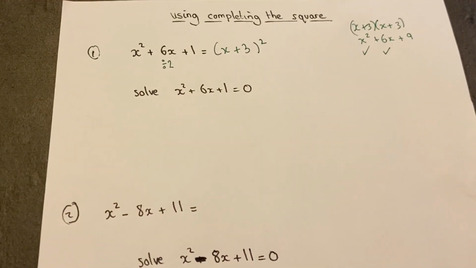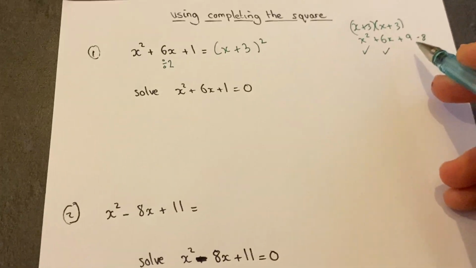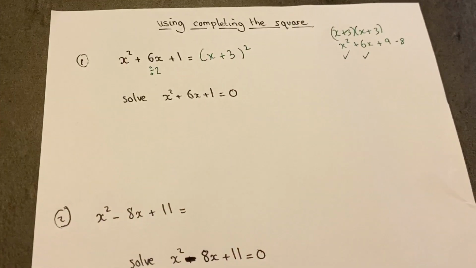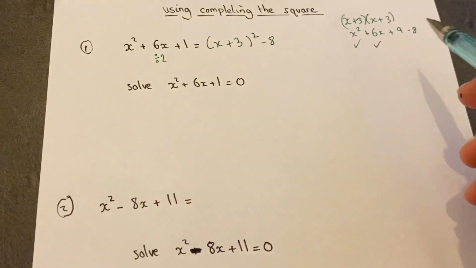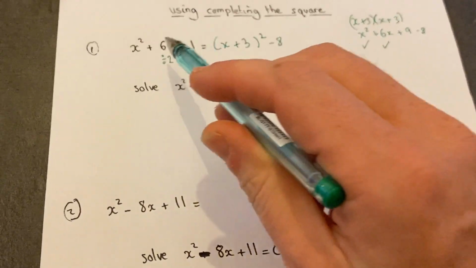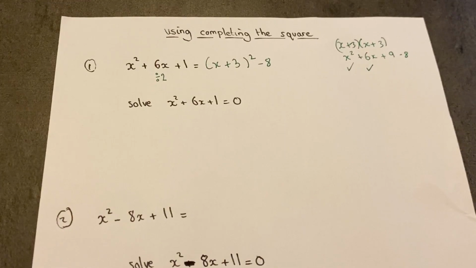So to make the two things equivalent, I must take away an 8, because 9 take away 8 is 1. So if I put a take away 8 here, because 9 take away 8 is 1, the two expressions are the same, and this is called completing the square.